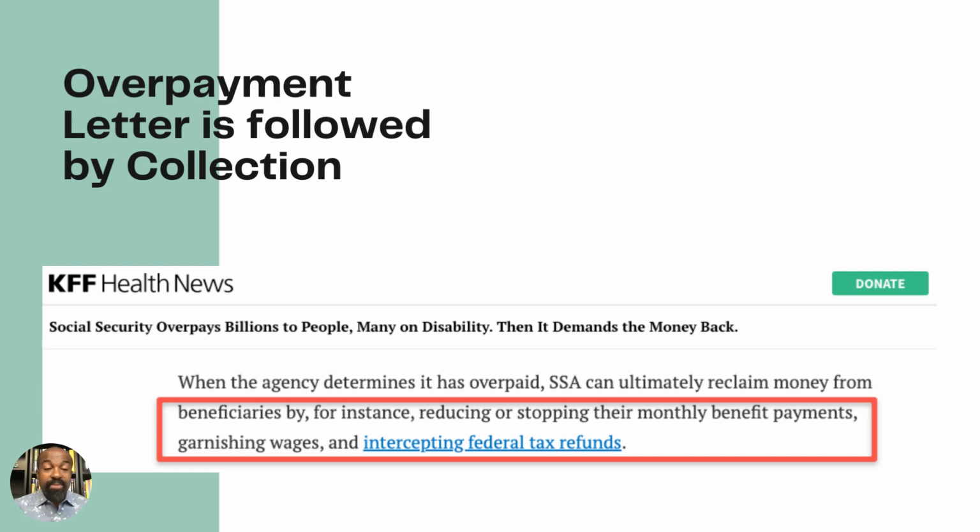The Social Security Administration also has other tools that they use to collect these benefits. They can intercept your tax refunds. They can garnish your wages if you're working and you're on Social Security or disability. Basically, they have all these tools to be able to collect their money.